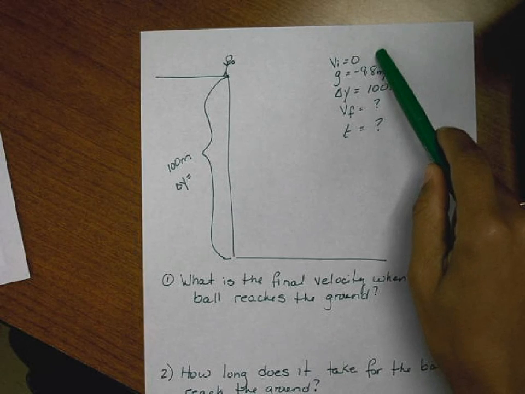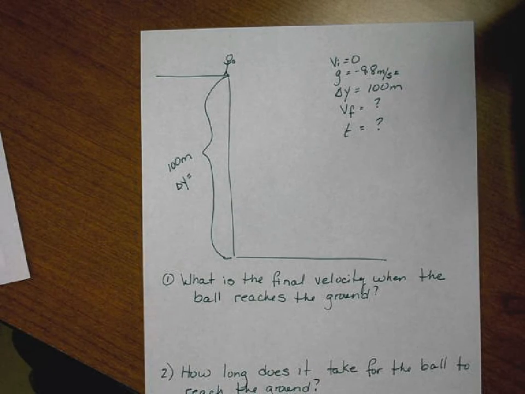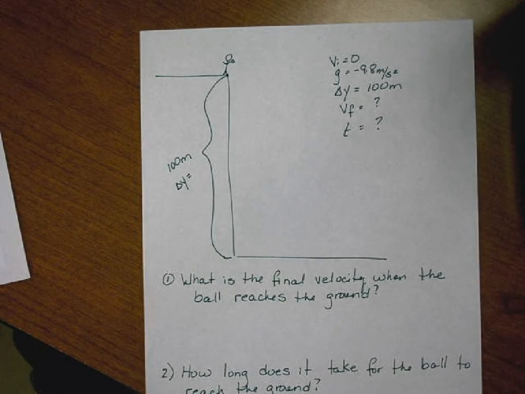The initial velocity right now is 0. He's just holding it in his hand. Gravity is negative 9.81, and I did mention that the height is 100 meters.